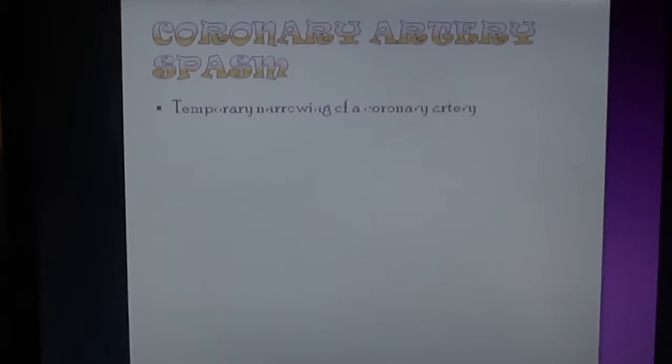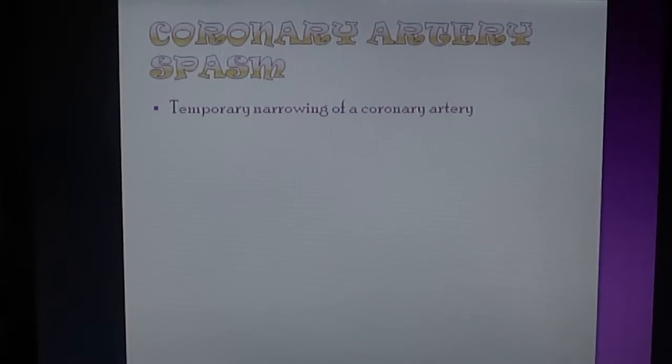Coronary artery spasm is a temporary narrowing of the coronary artery.